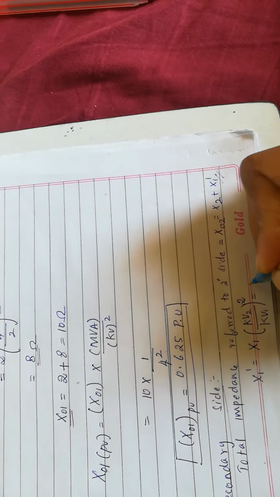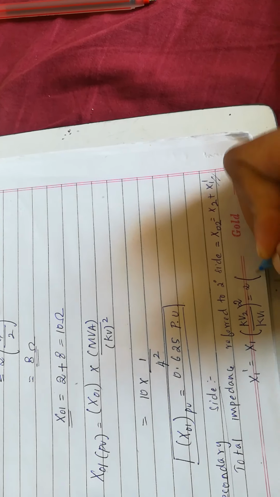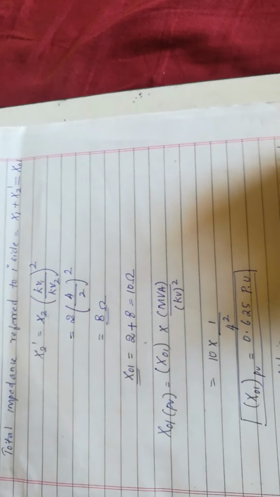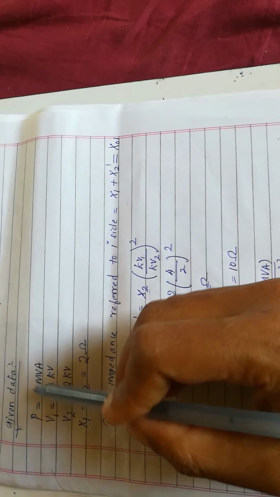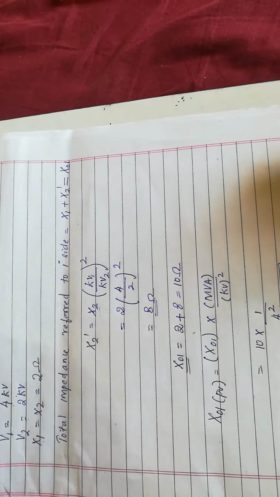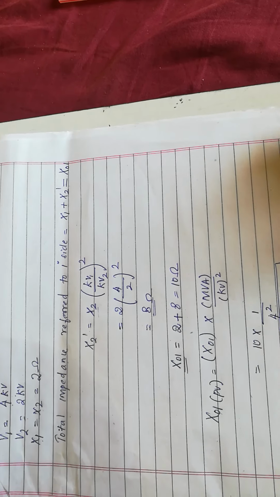So that is equal to 2 into, this is 2, already they have given it in the given data, divided by kV1 is this, so we will get 0.5 ohm.